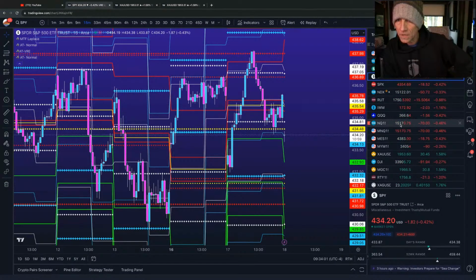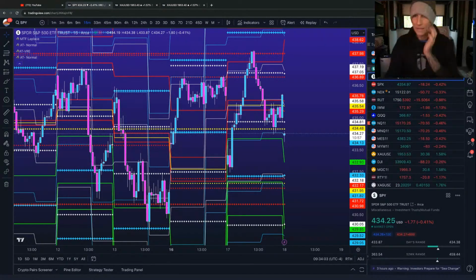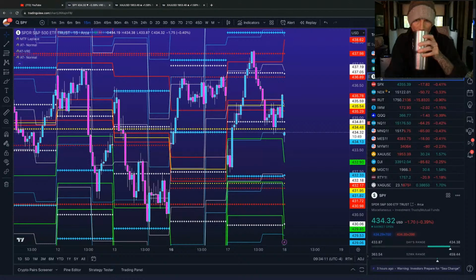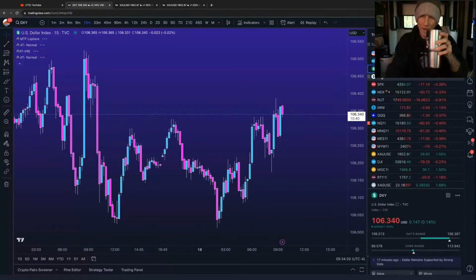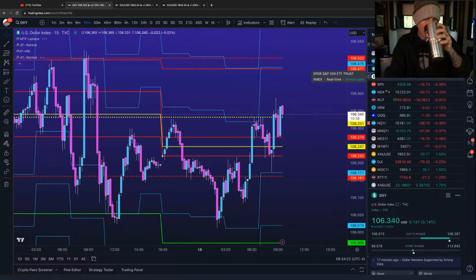Let's see, Dixie. Yeah, I was wanting to see Dixie have a nice move at the open here, but it's kind of sputtered out. Take a peek. Come on. There we go, Dixie. I'm sitting there hitting SPY, wanting Dixie to pop up. Wasn't happening.